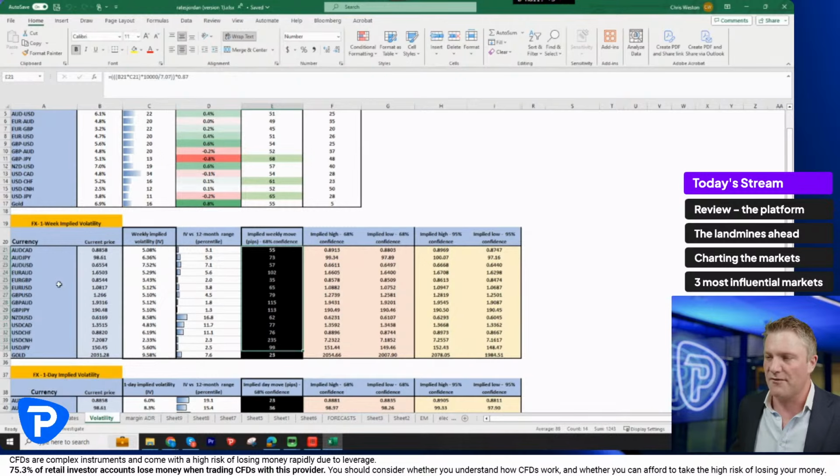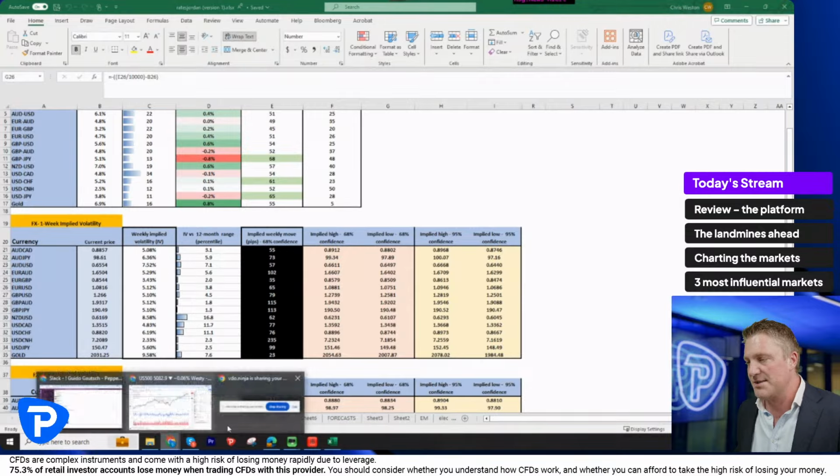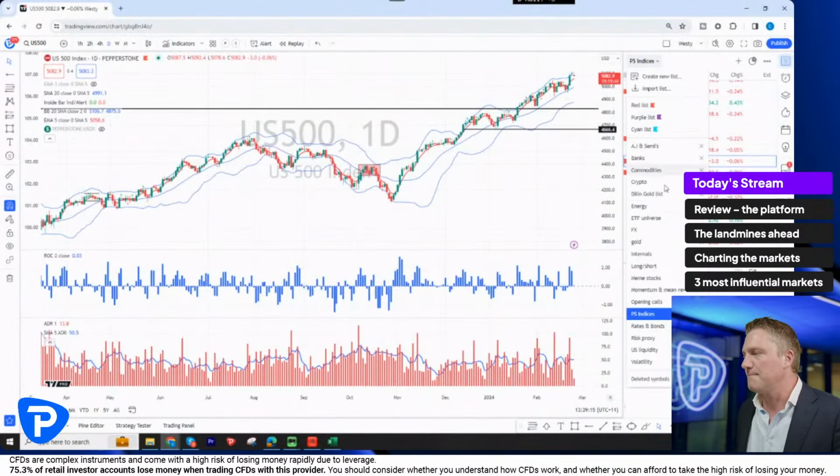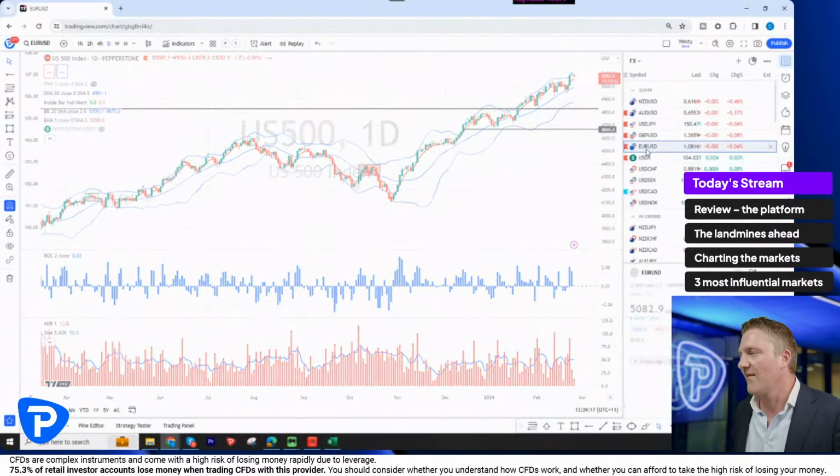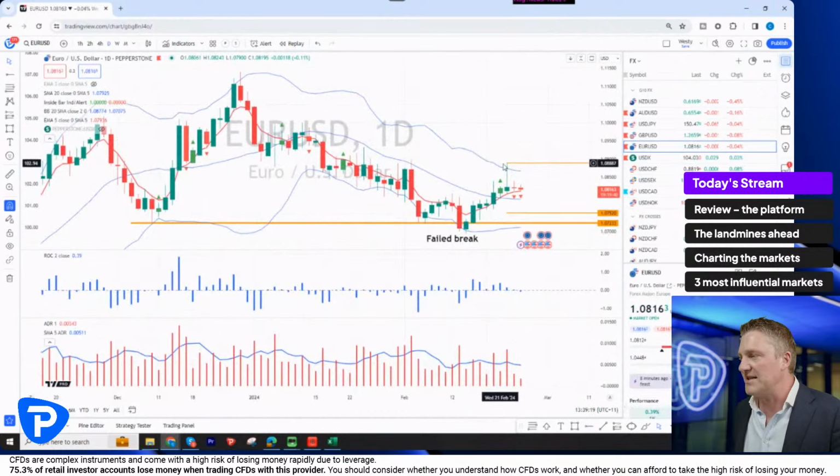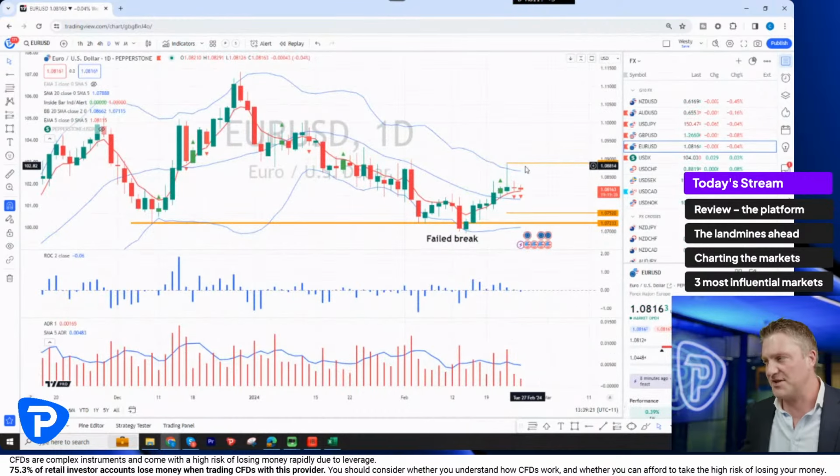Now, if we take euro dollar for example, we can see that's currently expected to have a move on the week of 65 pips with a near 70% level of confidence, which gives you a trading range that the market's anticipating of 108.80 to 107.51. Now, if we draw that onto the charts, you can see in euro dollar, this is the anticipated move that the market is saying with a 70% level of confidence.